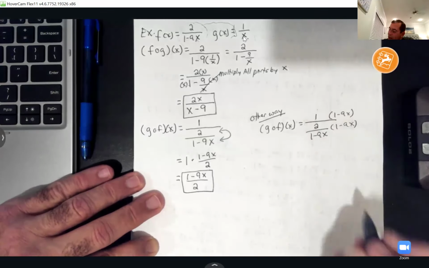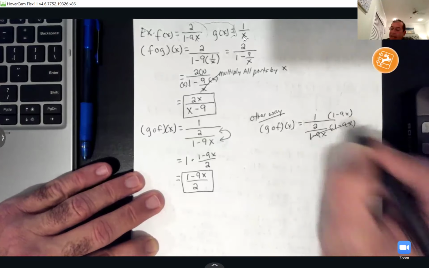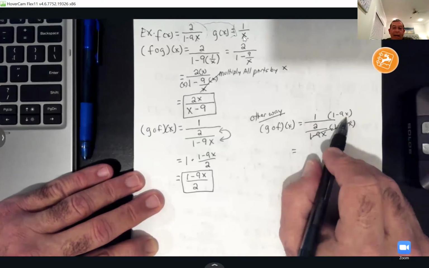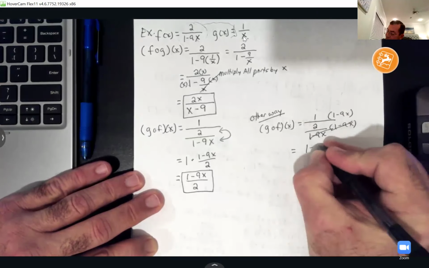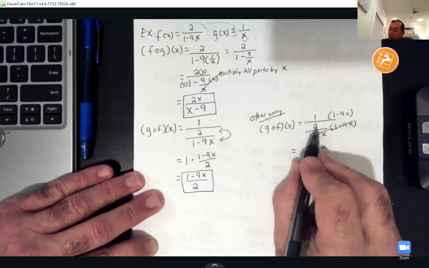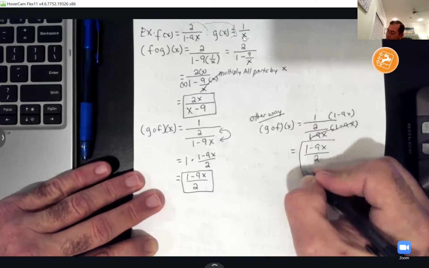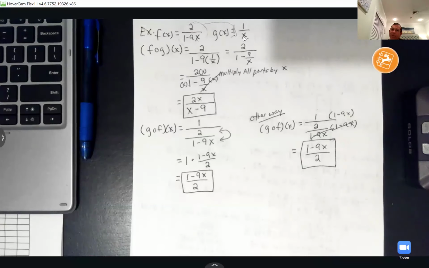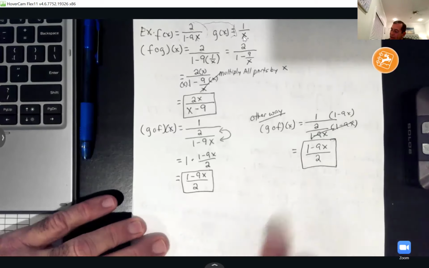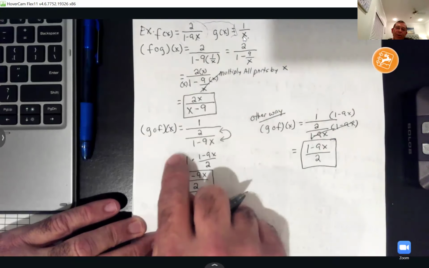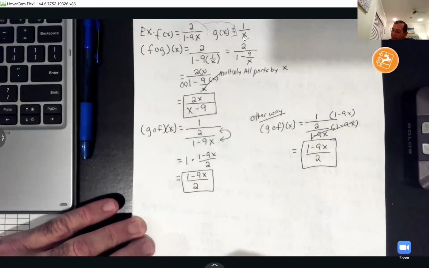Well, y'all, what happens on the bottom? The 1 minus 9x cancels. And I got 1 times 1 minus 9x, which is 1 minus 9x over that 2. So either way works on this, okay? All righty, so this way would be more like I was doing up here. But you could do it this way, just flip that bottom, multiply and be done.